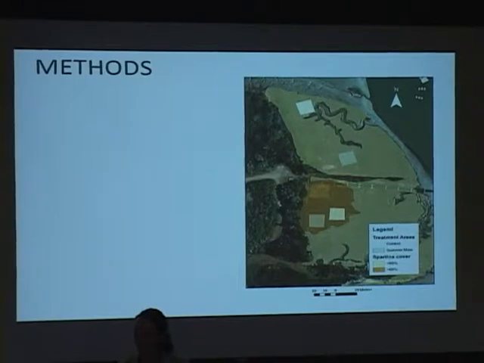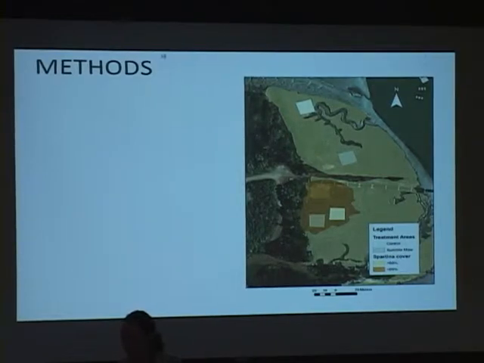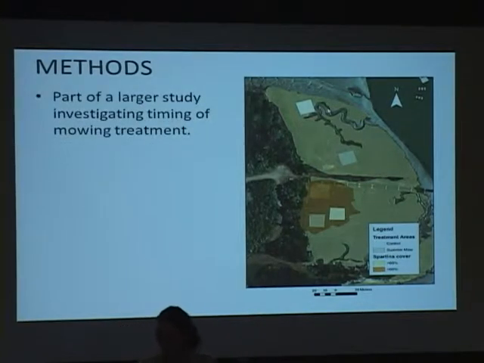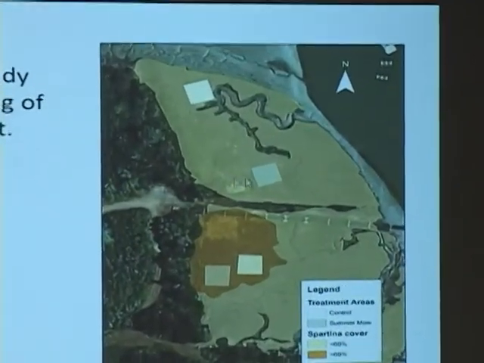So this study was done in the Mad River Slough, and here's a map showing the study plots. This was part of a larger study investigating the timing of different mowing treatments, and this study was done over 2 years. In this map, you can see that the control is this lighter square, and then the Spartina summer mow is these two squares right here. And there were different Spartina covers, so this area had greater than 60%, so high density, and this area was lower density Spartina.